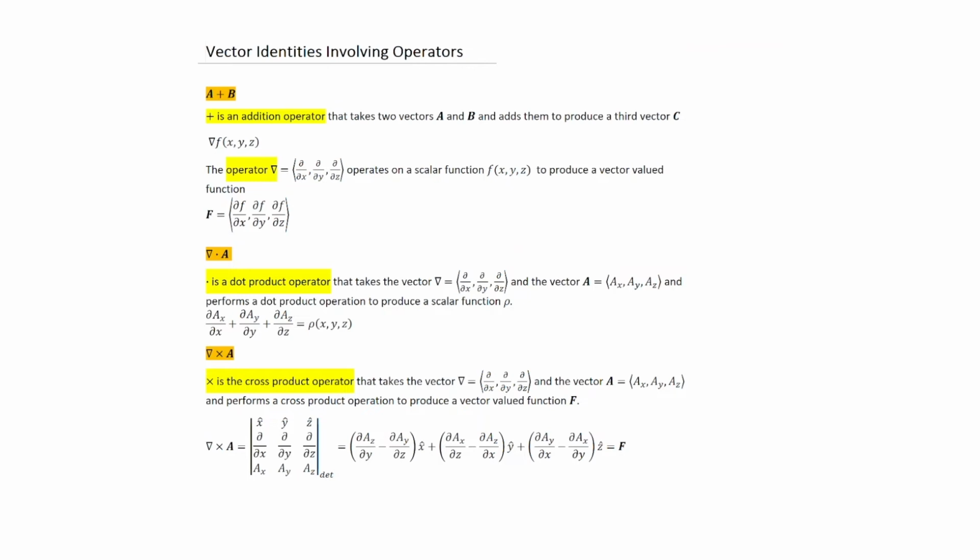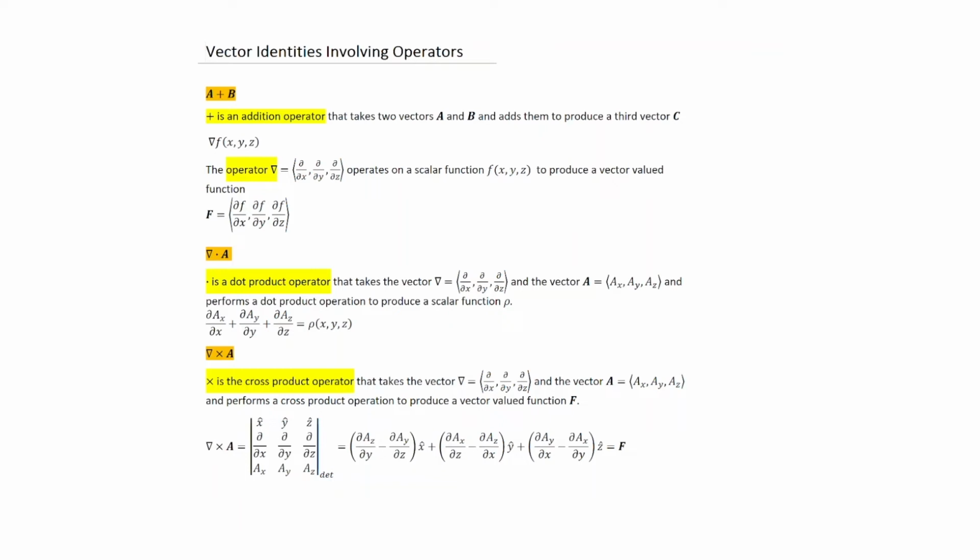All right, so now we just look quickly at some vector identities involving operators because we make use of these quite frequently, starting with some simple things which you already know. So for instance, A plus B is an addition operator that takes the two vectors A and B and adds them to produce a third vector C. Grad f(x, y, z), the operator grad is just ∂/∂x, ∂/∂y, ∂/∂z, which operates on a scalar function f(x, y, z) to produce a vector valued function (∂f/∂x, ∂f/∂y, ∂f/∂z).